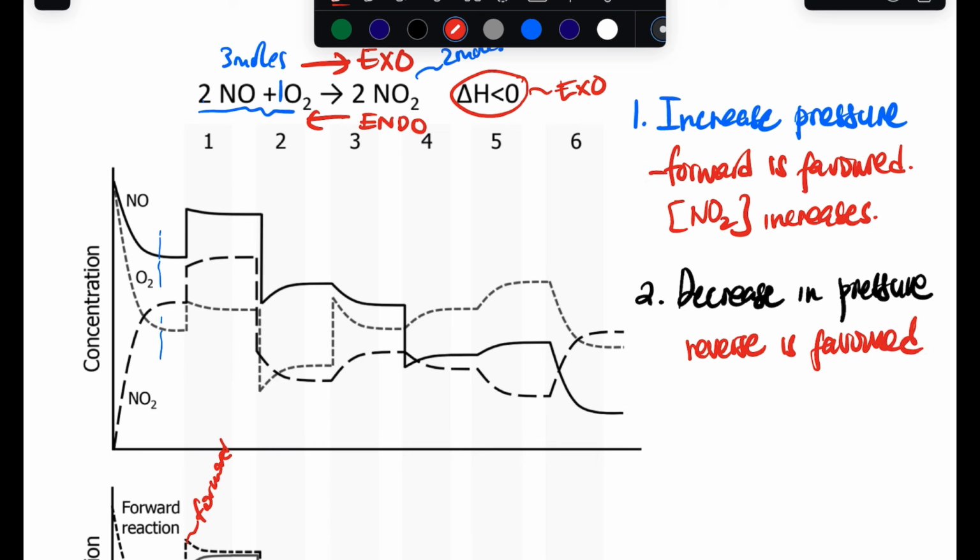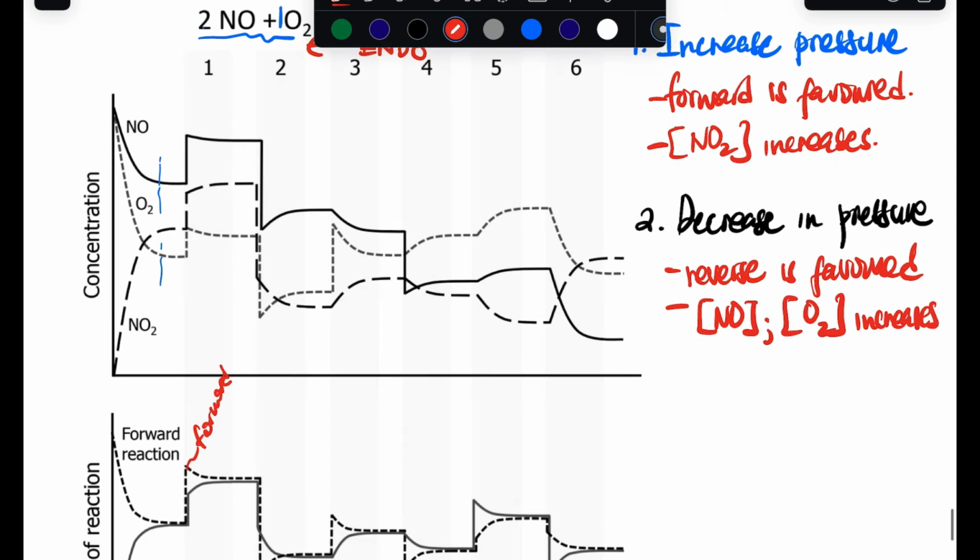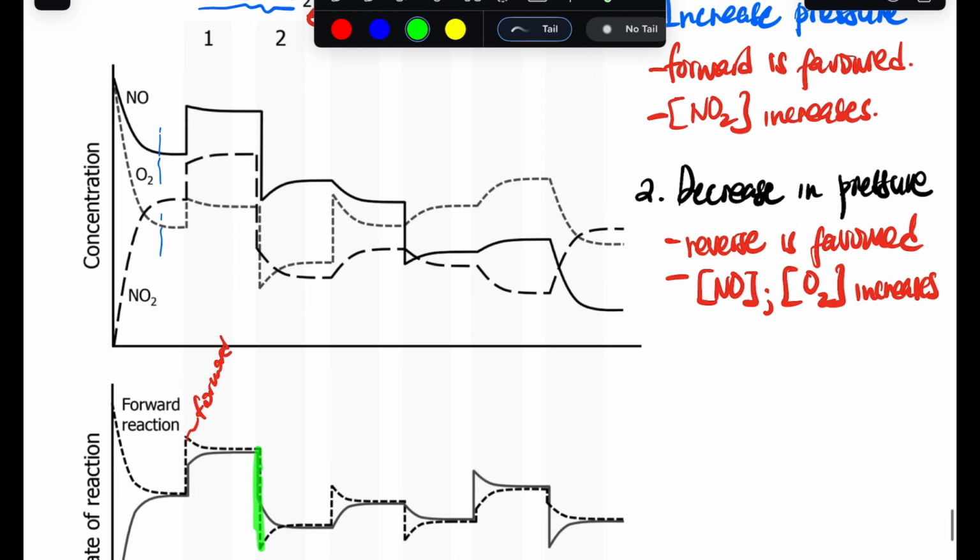Reverse is favored. And then another thing, if the reverse is favored, what happened? What increases? The concentration of nitrogen oxide and the concentration of oxygen increase. Right? If they increase, that means it's the reverse that is favored. So let's look at the rate at 2, the rate versus time graph.